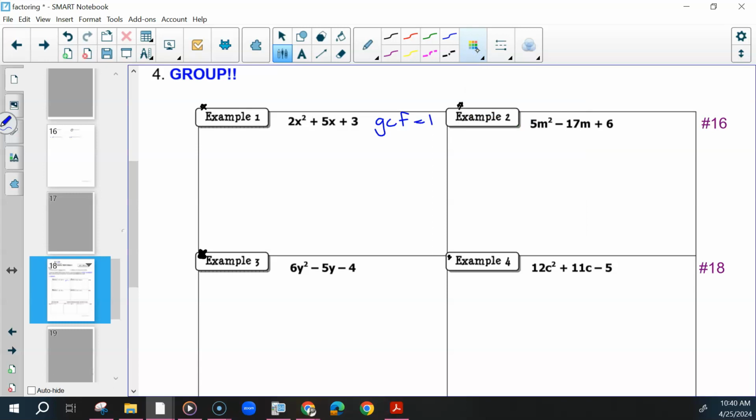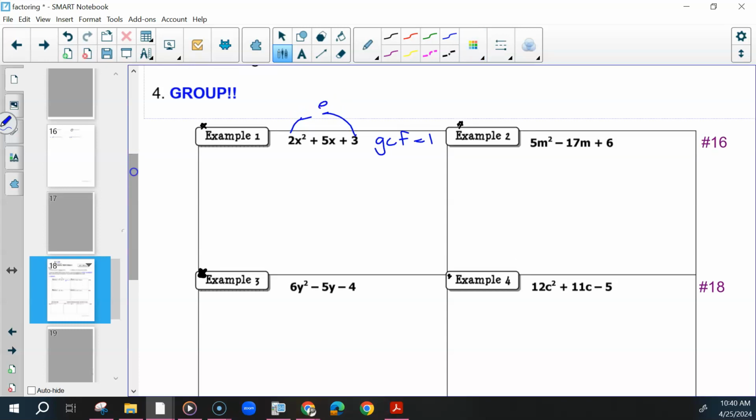Then we're going to take the number out front and the number that's last and multiply those 2 together. And then we're looking for 2 numbers that multiply to be 6, but will add to be 5. 6, or some other factors of 6. 3 and 2.